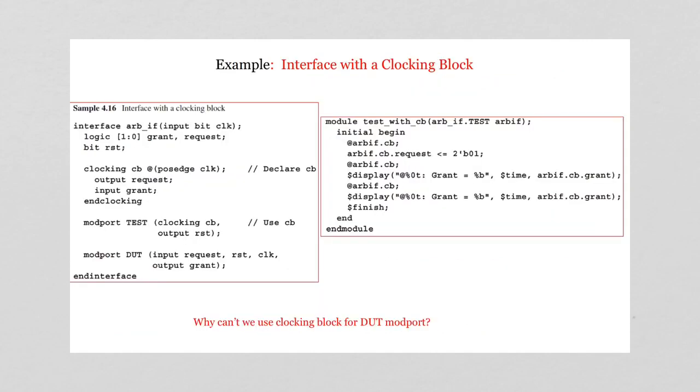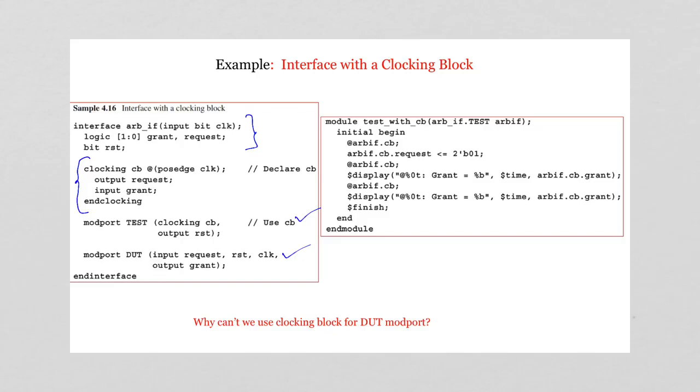Next, this is an example of how to declare a clocking block and how to use the clocking block in the test bench. If you are observing, you have already seen an example of an interface with modports. So this is the interface declaration, the modport declaration for the test, and the modport declaration for the DUT. Everything is the same except this part.